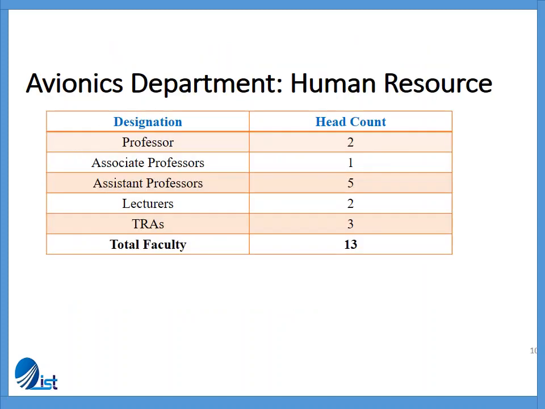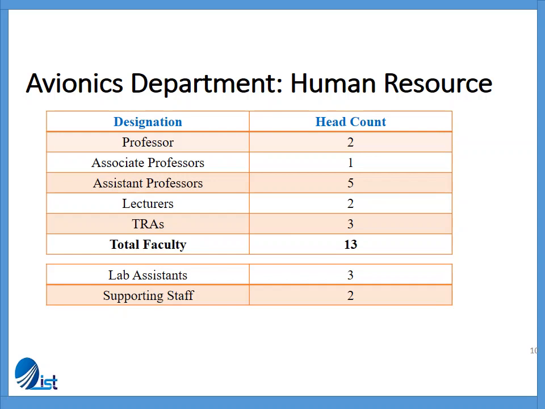All right, so the human resource at the department: we have 2 professors, and I'm going to introduce you to the faculty briefly in a short while. There's 1 associate professor, there are 5 assistant professors, and there are 2 lecturers, and there are the teaching and research assistants. Their number is 3. The total faculty is 13. We have some support staff, we have lab assistants, and other supporting clerical staff. There are 2 in that category.